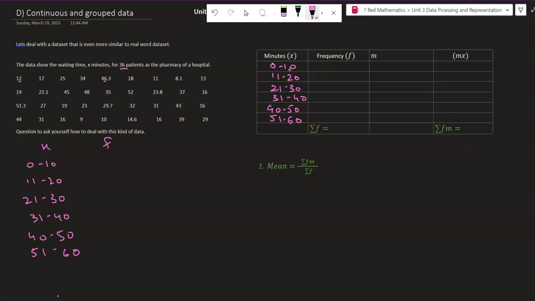So we have to figure out which values fall between 0 and 10. So that's 1, 2, and no, no, no. Oh, 8.1. So 1, 2, and 3.